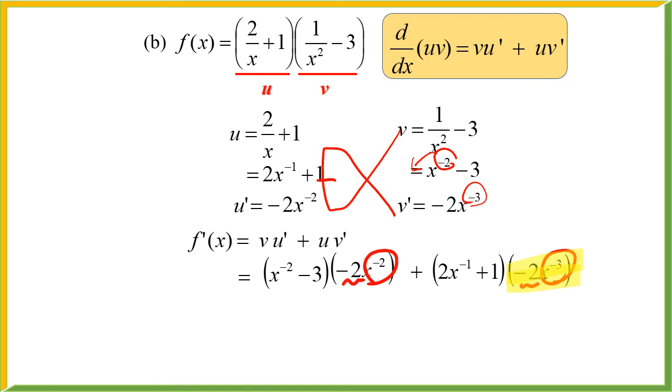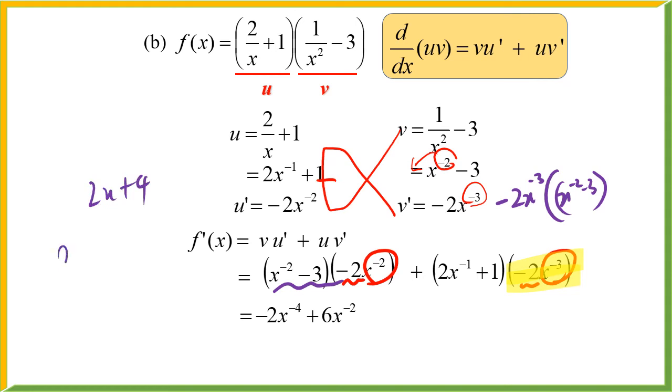So if we factorize out negative 2x to the power of negative 3, let's see, I do the factorization. So what's left here is x to the power of negative 2 minus 3 multiplied by, if we factorize out, let's say, 2x plus 4. If we factorize out 2, what we need to do is divide each term by 2, right? So the same thing here, if we factorize out negative 2x cubed from negative 2x squared, it means that we have to divide. Negative 2x to the power of negative 2 divided by negative 2x to the power of negative 3.